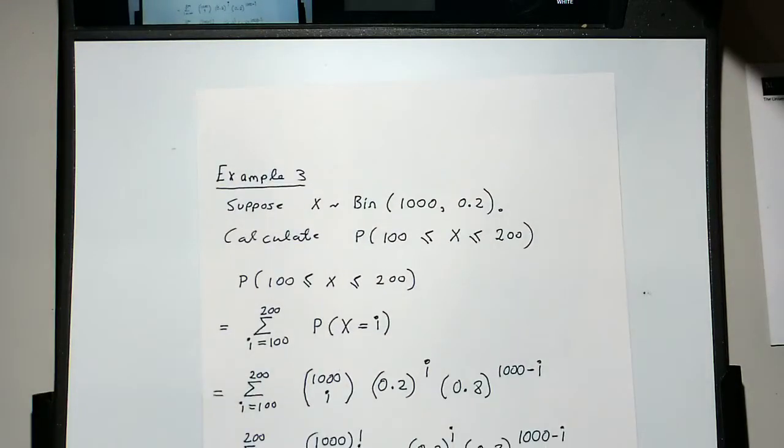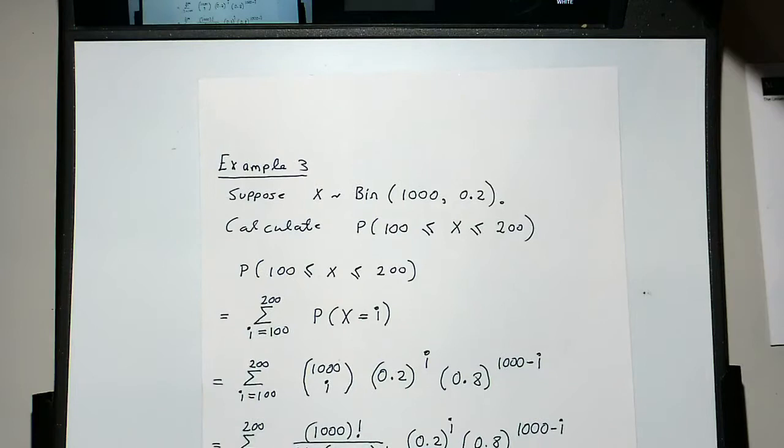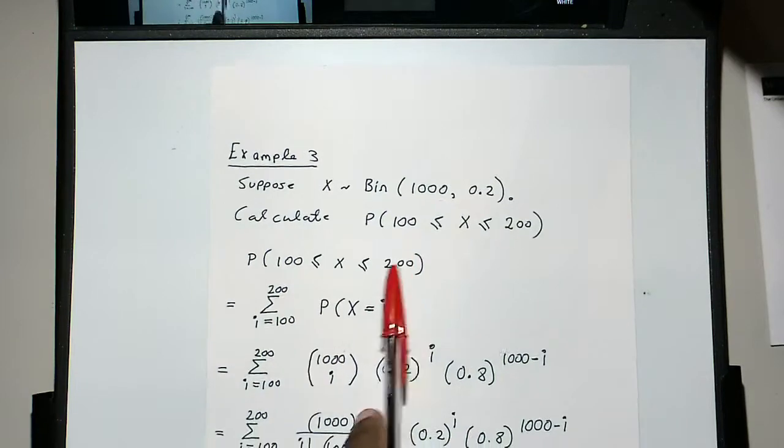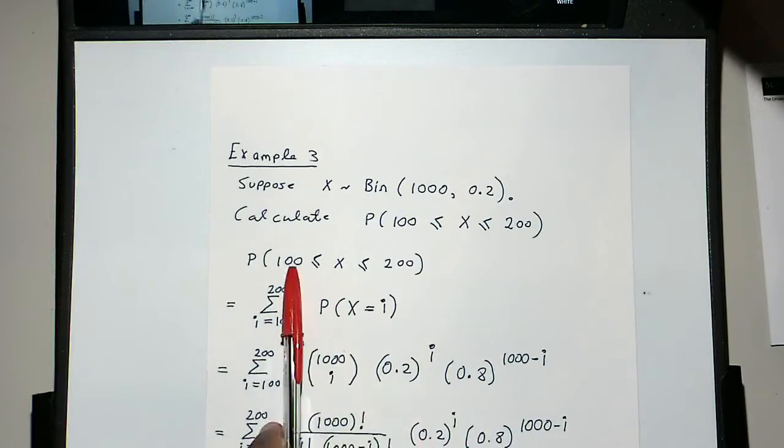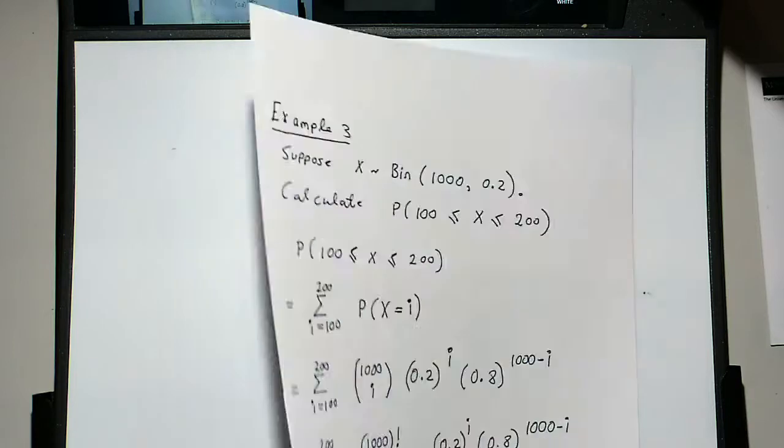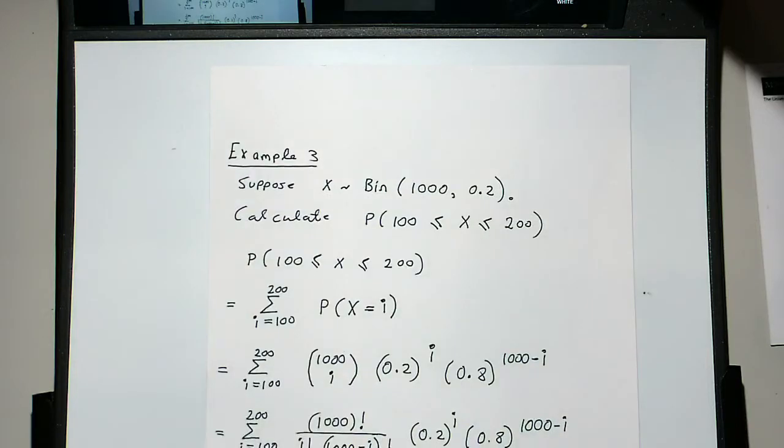Now, one example I looked at last week, on Friday, where we wanted to calculate the probability that a binomial variable with these parameters is between 100 and 200. It turns out that this probability is equal to this, which is nearly impossible to calculate even using a calculator or a computer, because you have 1,000 factorial, which is almost impossible to calculate even on a powerful computer, right? So in order to compute this probability, you can use the central limit theorem.